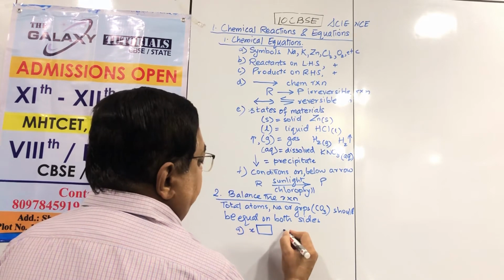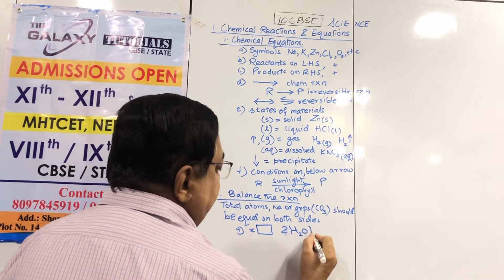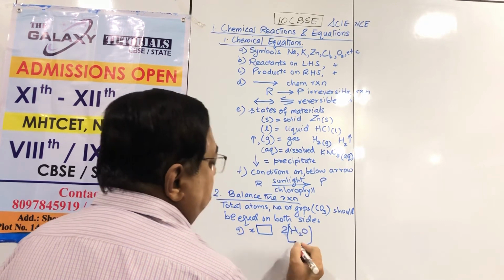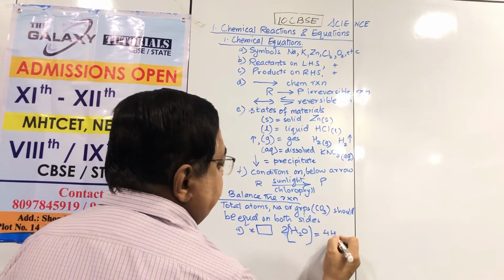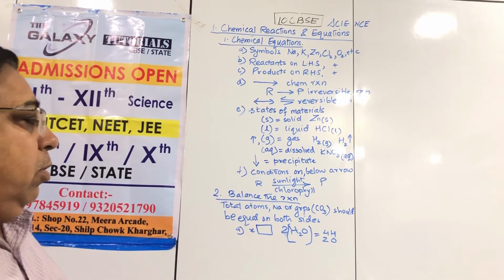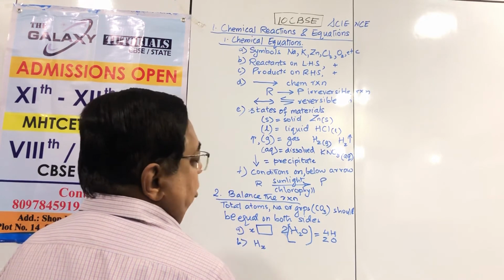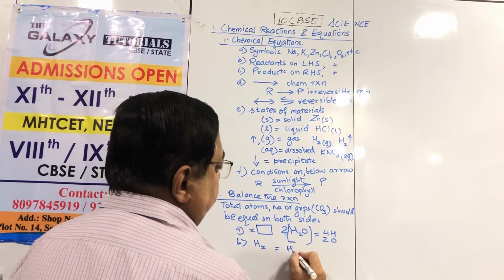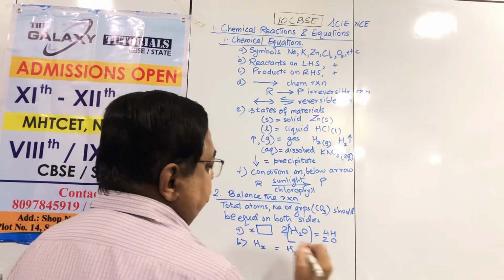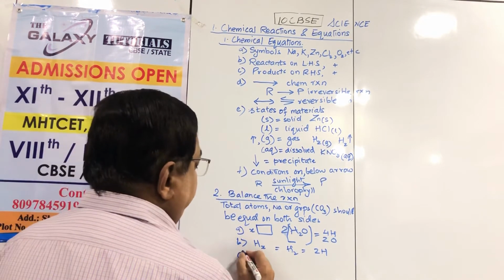For example, 2H2O. That means the entire H2O, so I will have 4 hydrogen and 2 oxygen. Or you may have a number at the base of the symbol. For example, H2. This means 2 hydrogen. You may have both.